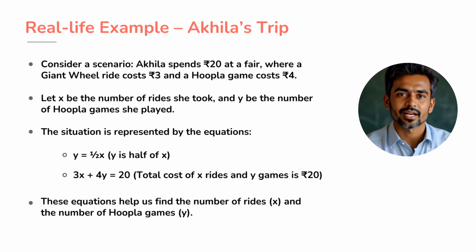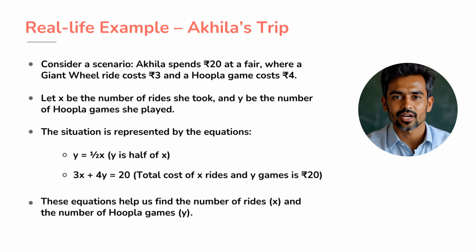Now, let's apply this in a real-world context. Suppose Akhila is at a fair and each giant wheel ride costs 3 rupees and a hoopla game costs 4 rupees. She spends a total of 20 rupees. Let's say she took x rides on the giant wheel and played y games of hoopla. We can represent this situation with two equations.